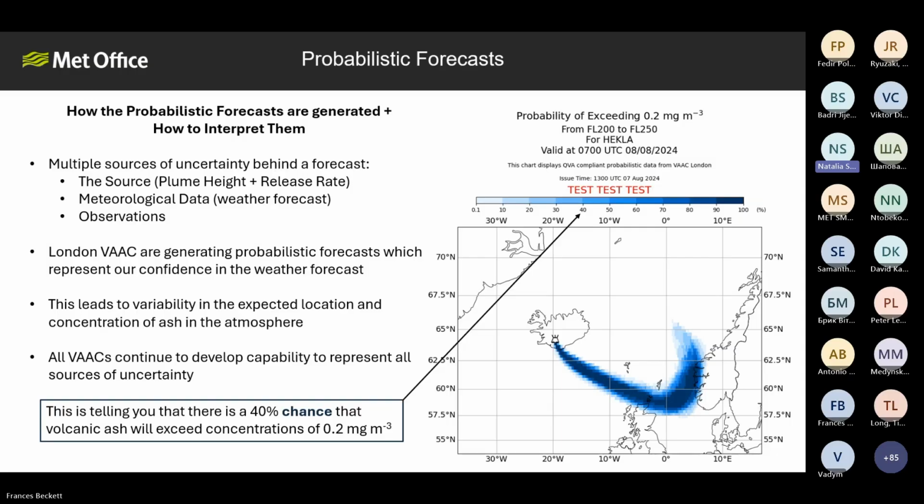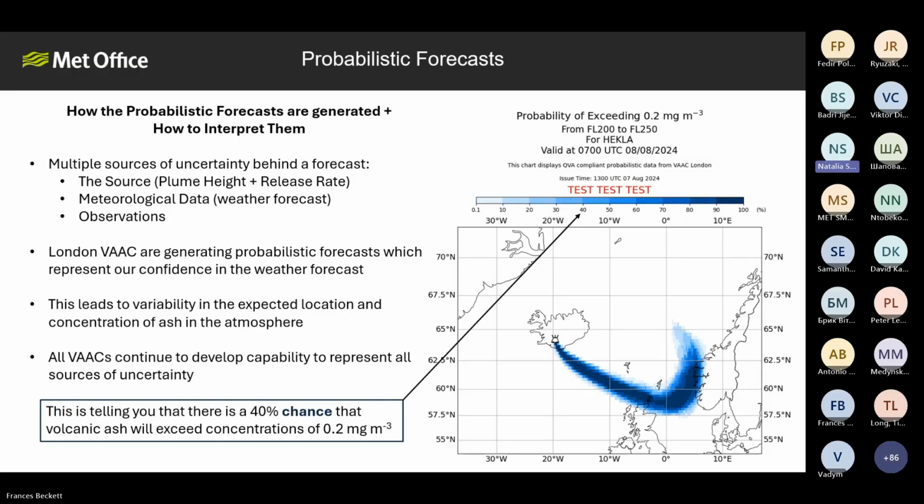The key meteorological parameters are the wind fields. We want to know which way the wind's blowing and at what speed, and precipitation, because this helps to remove ash from the atmosphere. By representing uncertainty on these parameters, and indeed all the other meteorological parameters too, we can represent the confidence in our forecast, in both the expected location and concentration of ash in the atmosphere, due to the weather forecast.